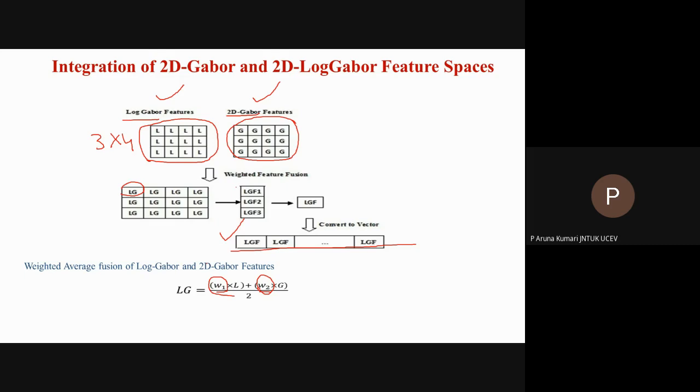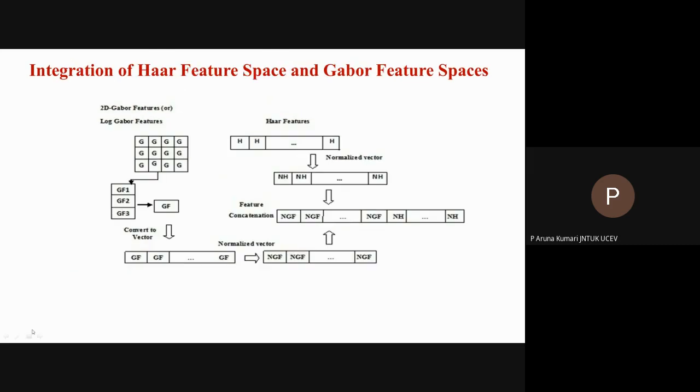Otherwise, for example, if you are taking from the same iris, from the left iris I have applied some Gabor filter of size 3x4, and for the right iris I have applied the Haar wavelet to extract the features.